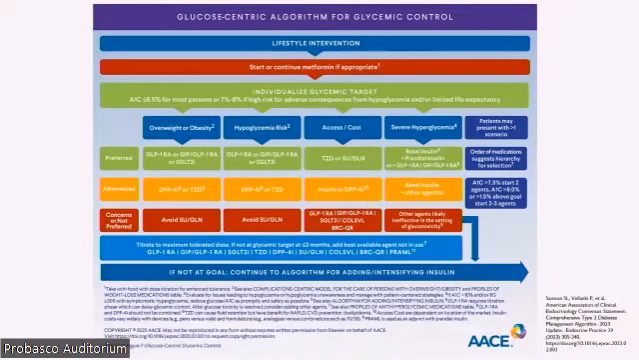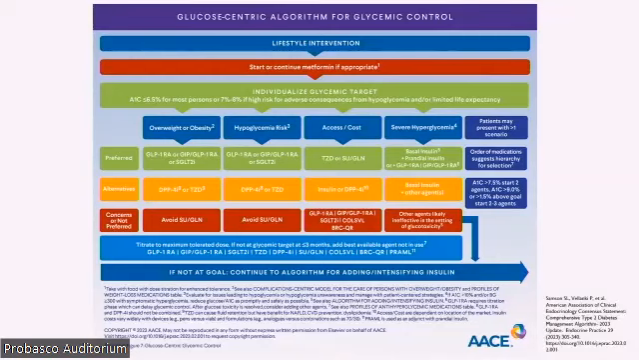This is the glucose-centric algorithm. Of course, it starts with lifestyle, and then this is maybe a little bit more familiar, starting with metformin first, and then getting to the individualized glycemic target, determining that, and then really determining and targeting what the biggest barriers for that patient are. So is it being overweight or obese, having a high hypoglycemia risk, access or cost of medications, or if they are presenting to you with severe hyperglycemia?